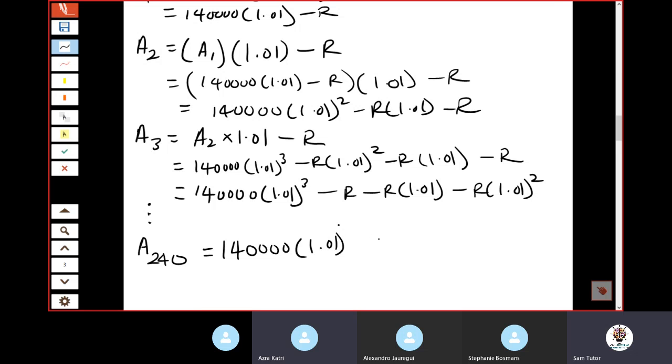3. No. So this was 3, it became 3. This is 240 now. So that would be 240. Minus R times 1.01, minus R times 1.01 squared. Oh, sorry, not plus. Minus dot dot dot minus R times 1.01 to the power of what?